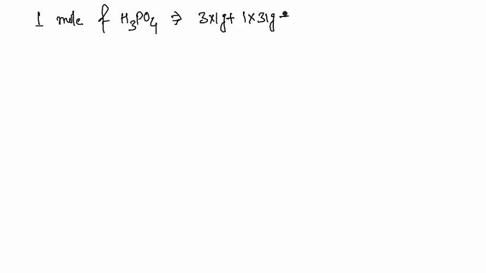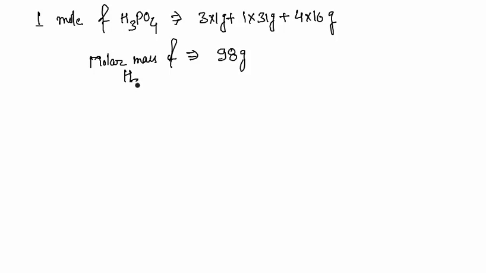Now you know that 1 mole of H3PO4 equals how much? What is the molar mass of H3PO4? It is 3 into 1 gram, plus 1 into 31 gram, plus 4 into 16 gram. And when you add 3 plus 31 and 64, it will be 98 gram. So this is the molar mass of phosphoric acid, H3PO4.